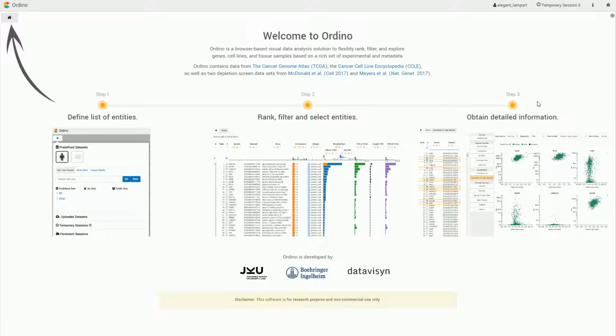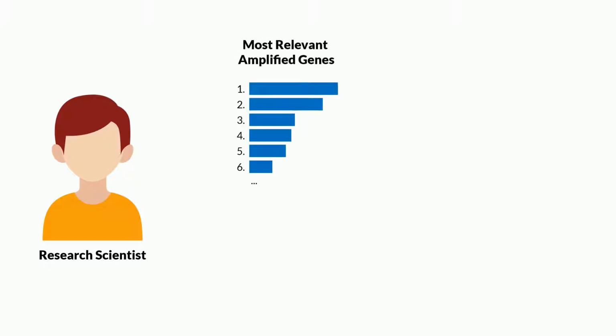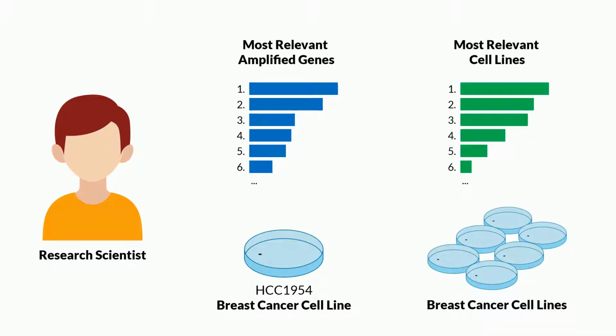We demonstrate Ordino using an analysis session carried out by a research scientist working in a drug discovery team at a pharmaceutical company. The analyst wants to identify the most relevant amplified genes in the breast cancer cell line HCC1954. Based on these results, he then wants to study a larger set of breast cancer cell lines.